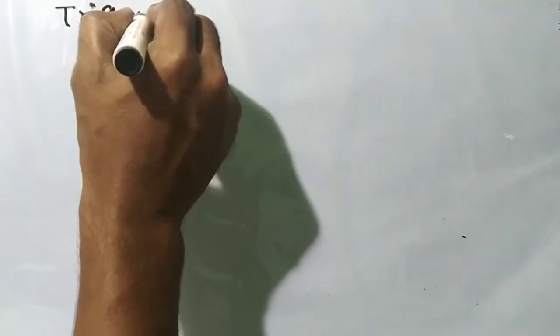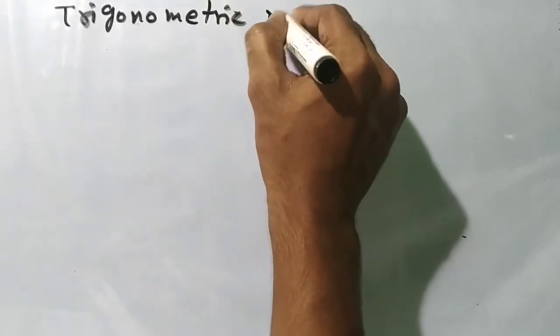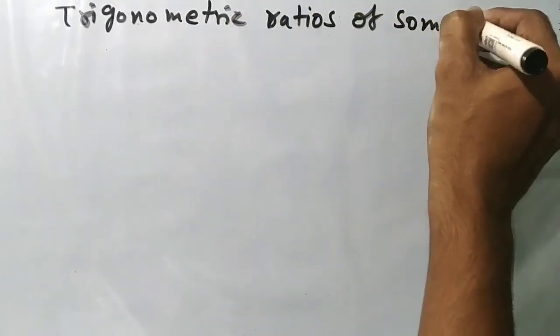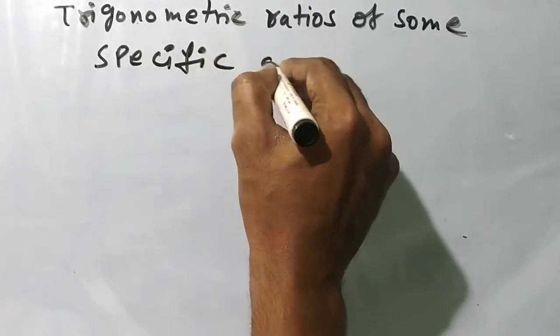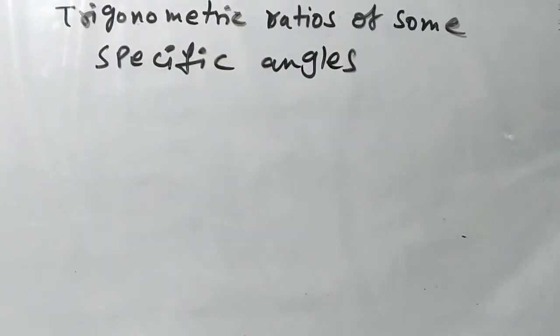Trigonometric ratios of some specific angles. Here we need to know trigonometric ratios with some specific angles, like sin 45 is equal to 1 by root 2 and cos 45 is equal to 1 by root 2, cos 0 is equal to 1. So we need to know these angles with trigonometric ratios. So these are important, and also it is useful for the further education.